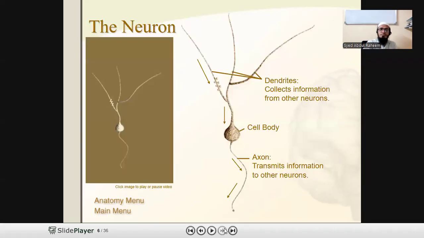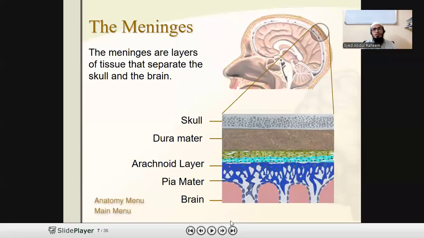You can see this is the neuron. How does the neuron look like? The cell body, this is the axon, and these are the dendrites. Dendrites collect the information. The axon supplies the information away from the cell body. So these are the neuron.